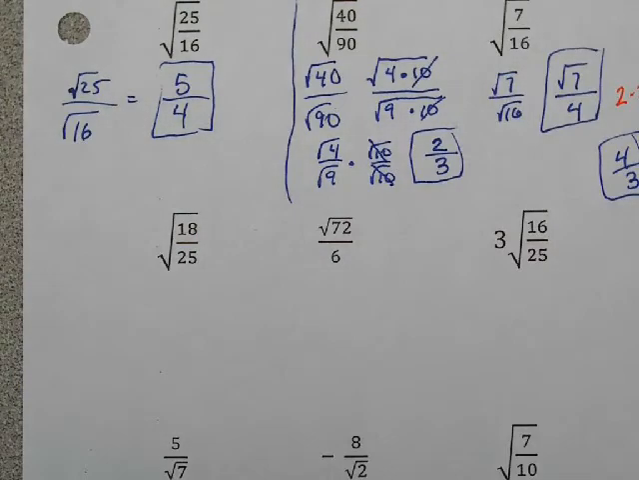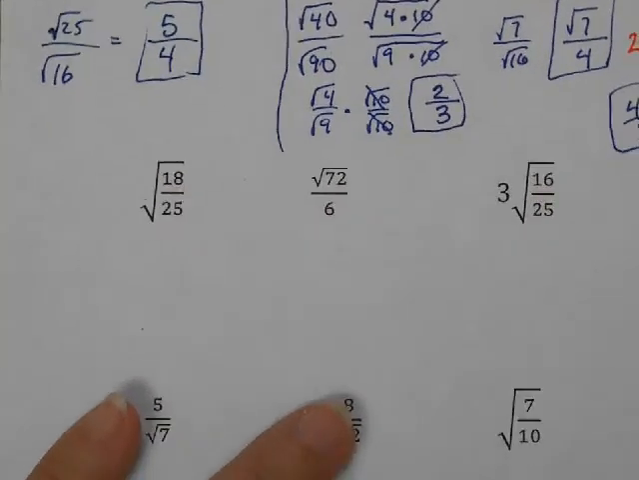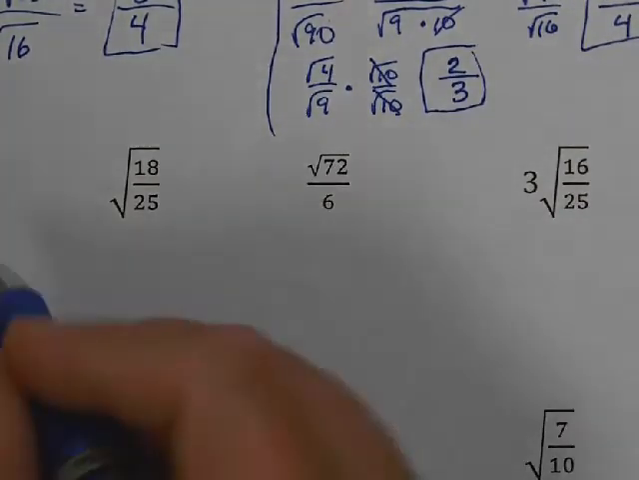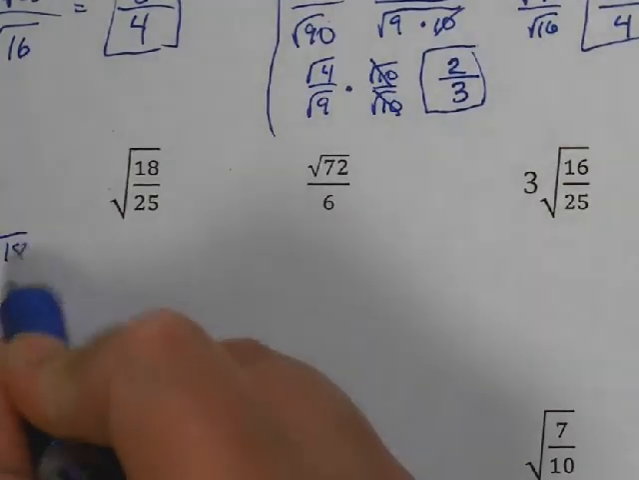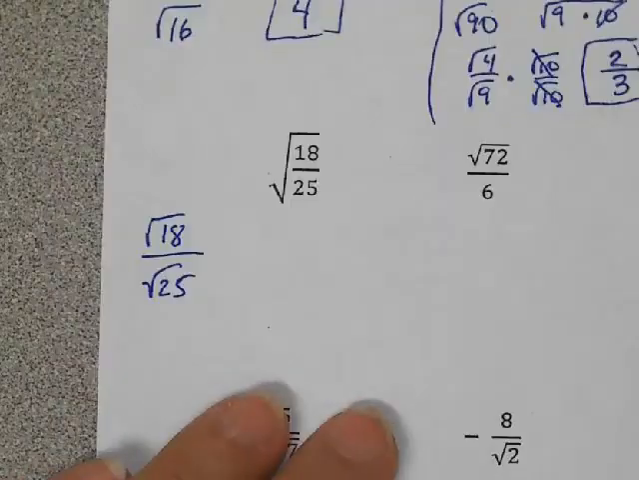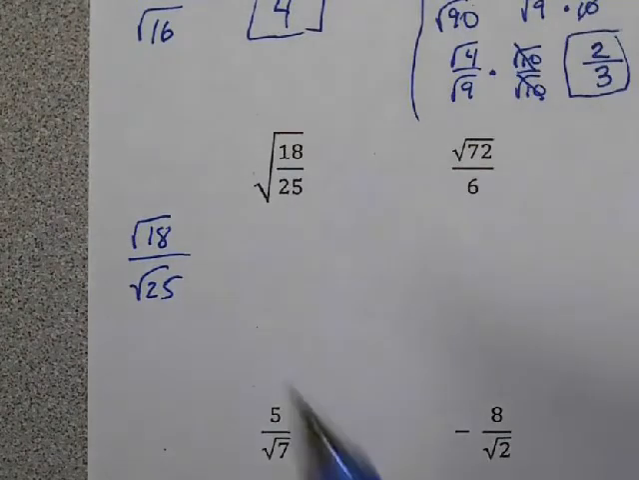Let's keep looking at some more problems here. So I'm going to start with square root of 18 over 25. I'm going to split this one up to square root of 18 over square root 25. Then I'm going to see if some things will cancel. So I'm going to work with 18 first.